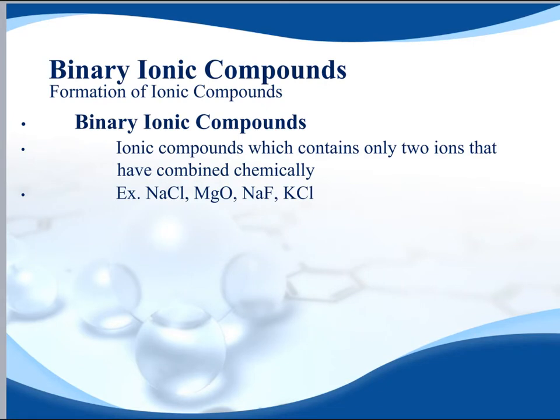Binary ionic compounds, these are the ionic compounds which contain only two ions that have combined chemically. So it's really, really straightforward. Just one of each. The example here, sodium chloride, NaCl, that's table salt.